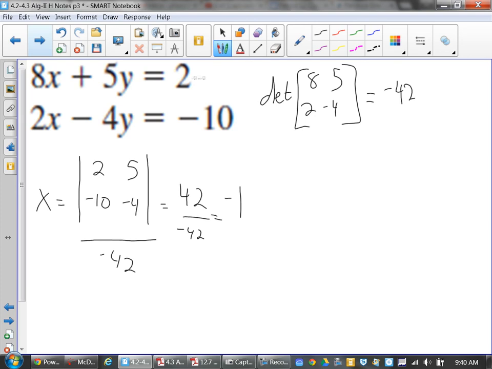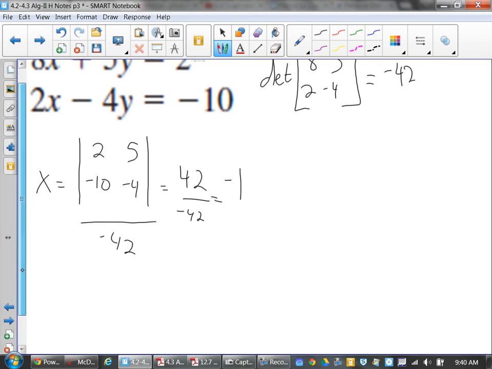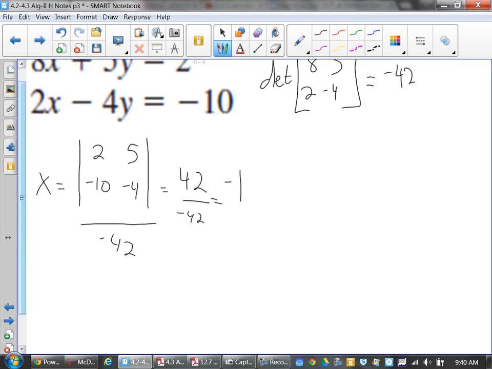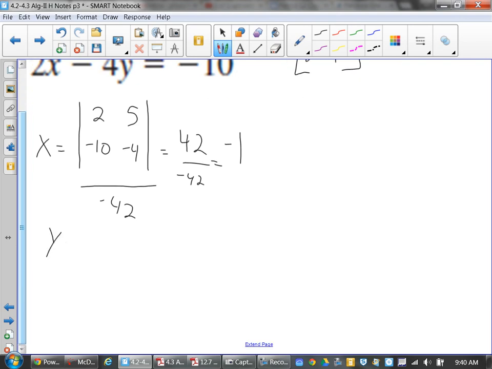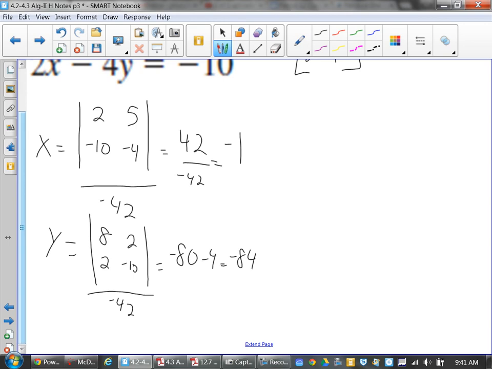And then where do I put the 2 and negative 10 when I solve for y? In the y column. On the other side. What was it? 8 and 2? So we have negative 80 minus 4, so it's negative 84 over negative 42.